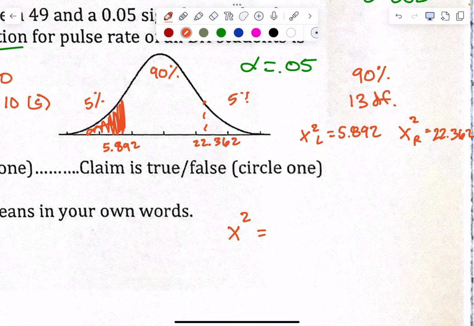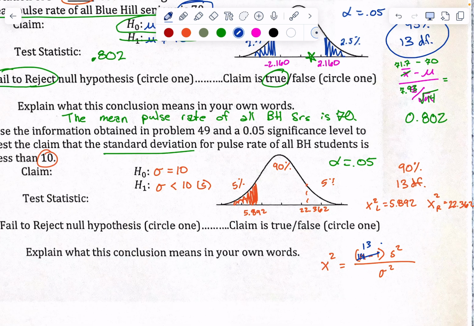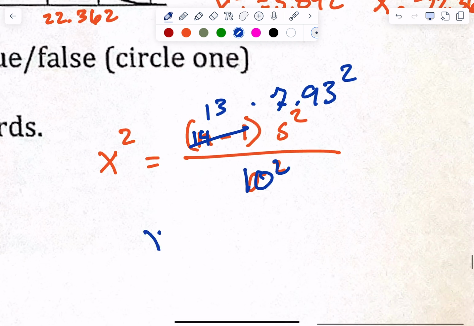This is the formula from up above. Help me, tell me if I did this wrong. N minus 1 times s squared over sigma squared. Is that true? Yes. n minus 1 is 14 minus 1, which is 13, times s squared. What was my s? 7.93. 7.93 squared over 10 squared. That's an easy calculation. Chi-squared.